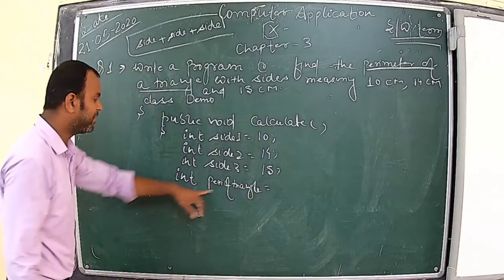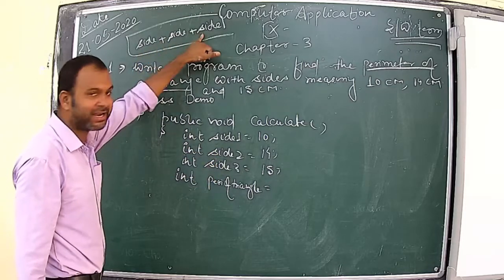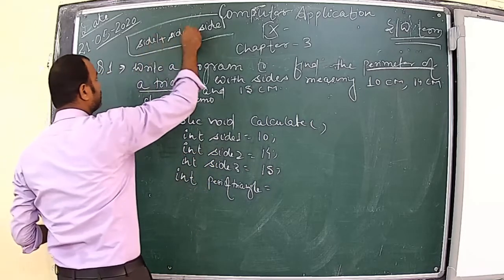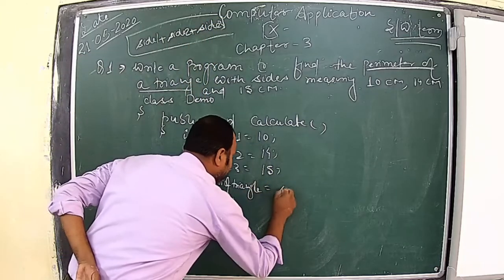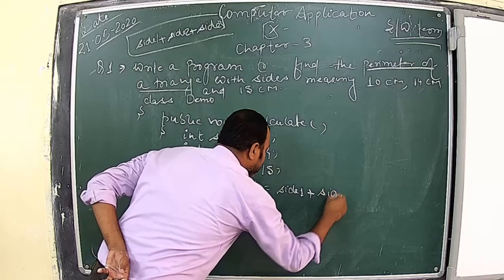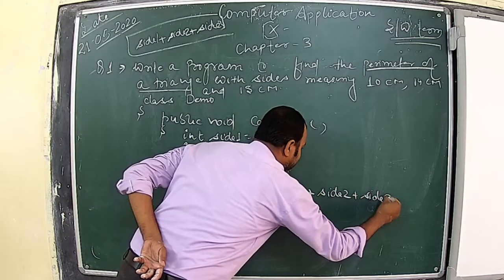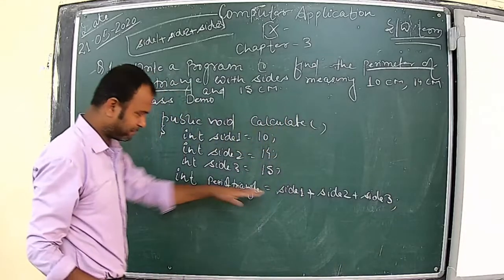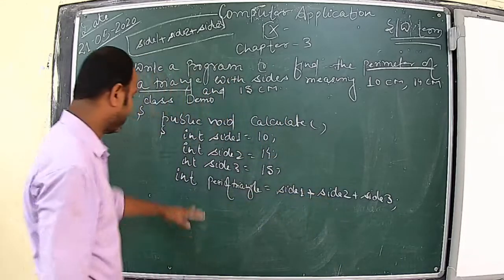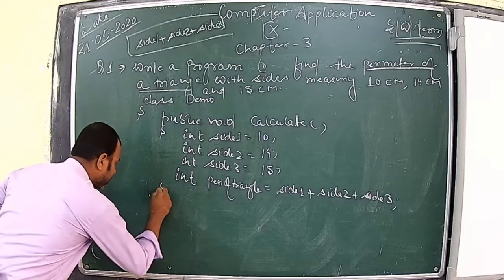Perimeter of triangle equals side1 plus side2 plus side3. So now we have calculated the perimeter of a triangle and it is stored in peri of triangle. We'll display it simply.